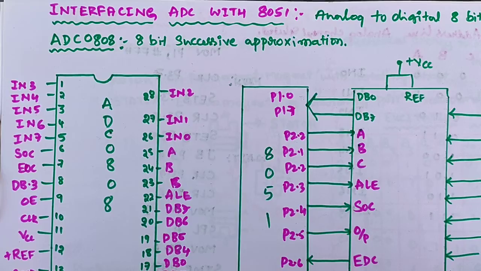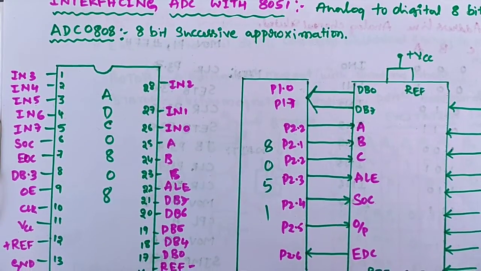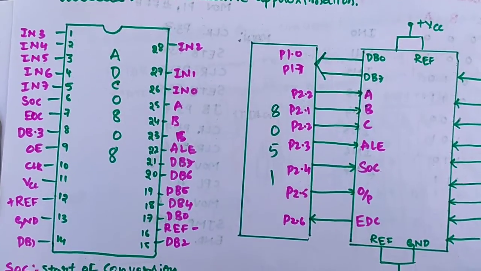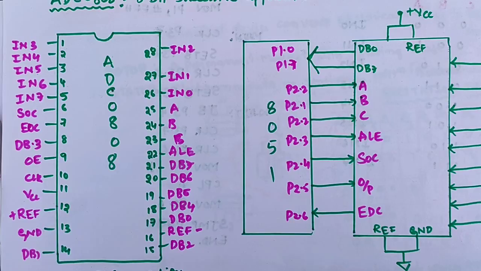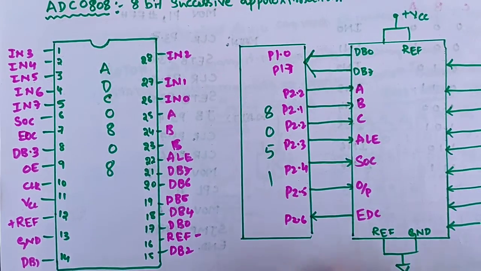I am not going to cover the basic concepts of analog to digital converters. Different types of analog to digital converters are available, but I am going to select the ADC0808. It is an 8-bit successive approximation analog to digital converter in a 28 pin package. Here is the pin configuration, with 8 analog inputs.